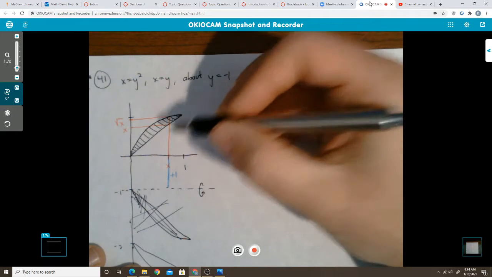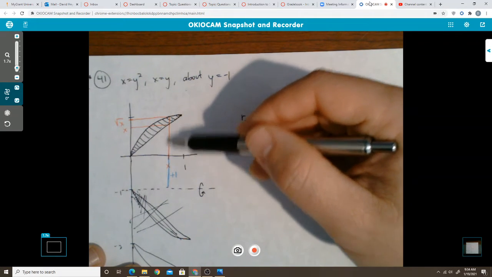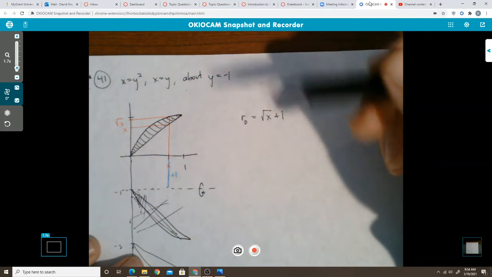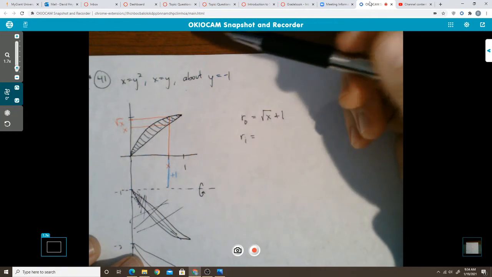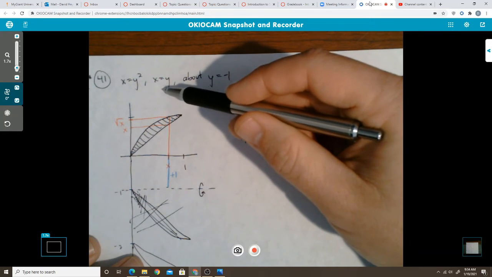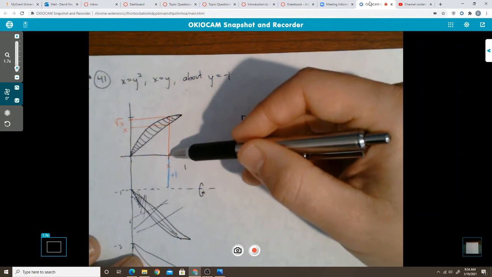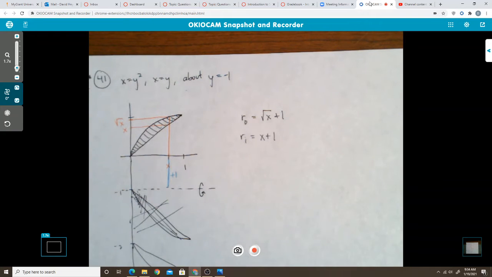Now for the inner circle, because remember, you have to do the outer circle and then minus the inner circle in order to get the area of that washer. So for the inner circle, r sub i, same deal. From here to here, that vertical distance is just x, because it's the line y equals x. However, the radius would have to be then x plus 1. So it's x plus 1 for the radius of that inner circle.